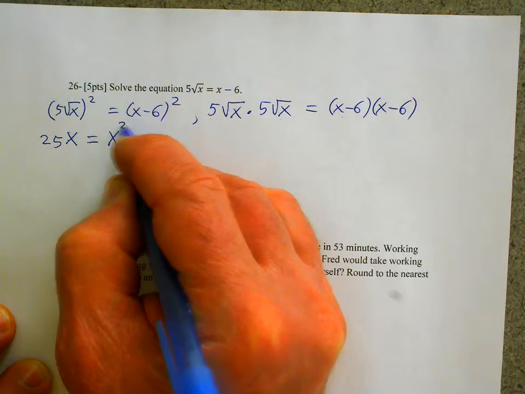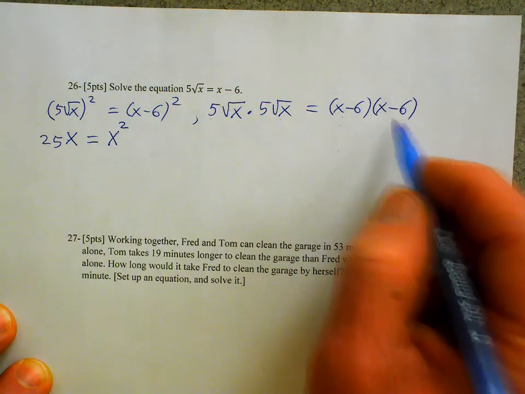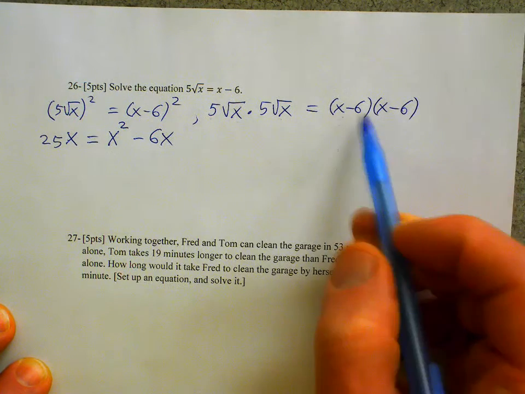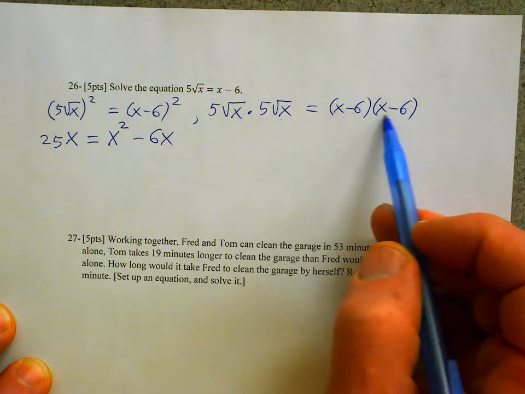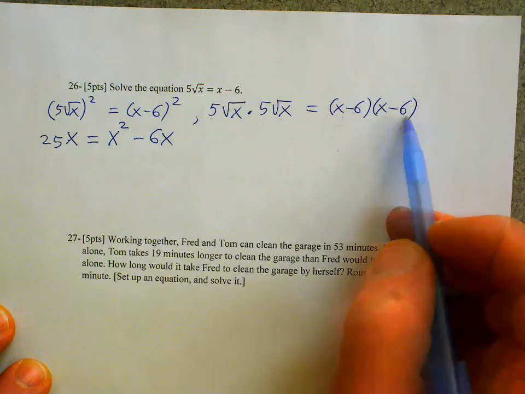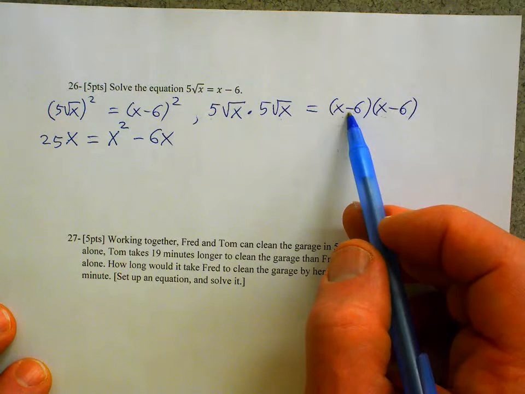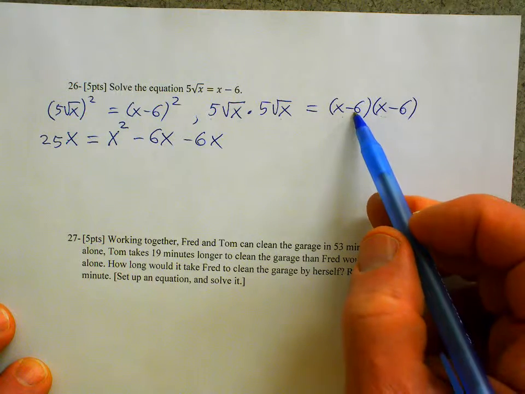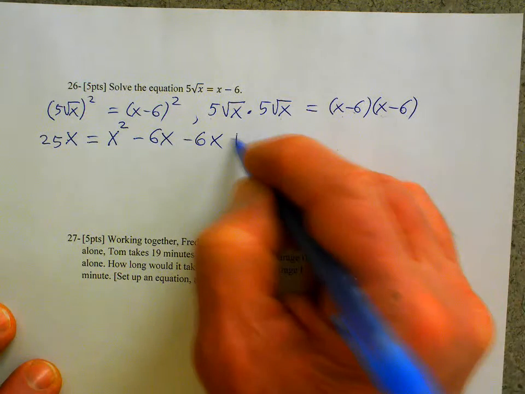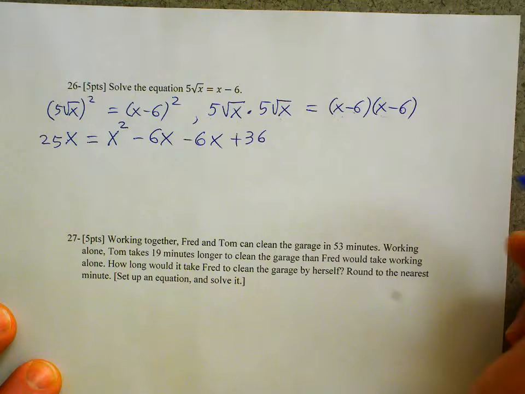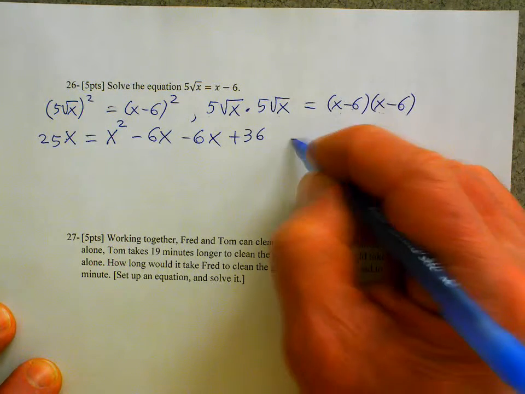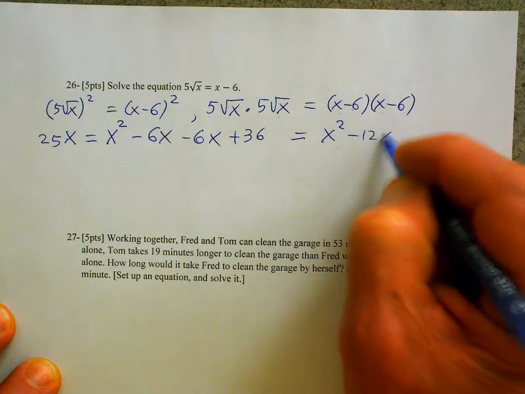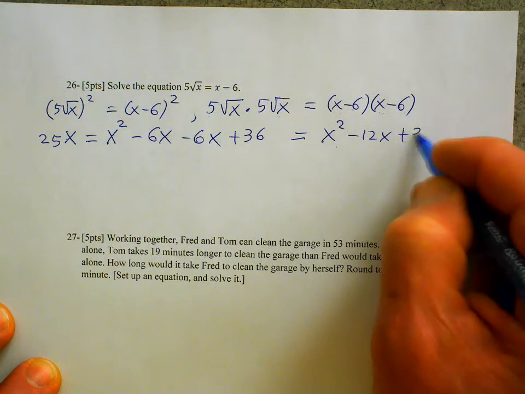x times x is x squared, and then minus x times 6 is minus 6x. And then we multiply negative 6 times the binomial x minus 6. So we get another minus 6x. And then negative 6 times negative 6 is positive 36. And when we simplify the right-hand side, we get x squared minus 12x plus 36.